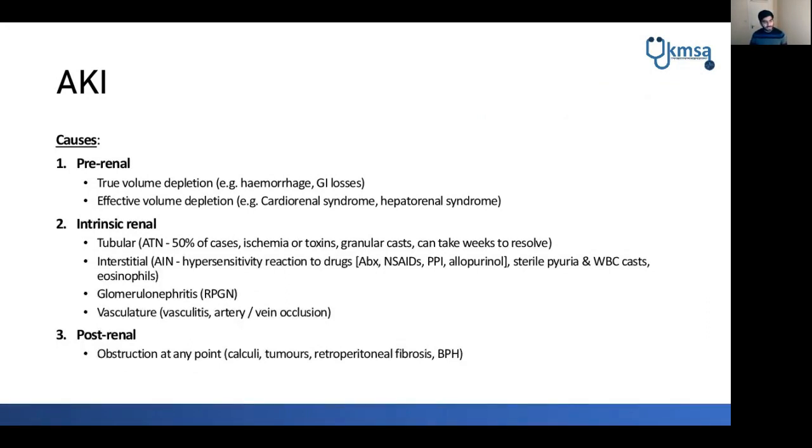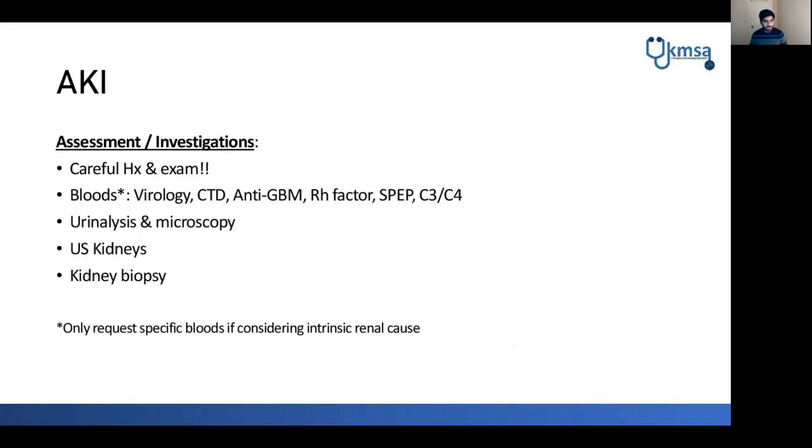And then post-renal is the last one, and that's due to obstruction at any point in the outflow tract. So that can be as close as the calculi, or in the ureteric pelvis if there's a tumor or stone, and it can go down all the way to the prostate if there's a large prostate, and it causes significant backup of the fluid. So all these can cause AKI.